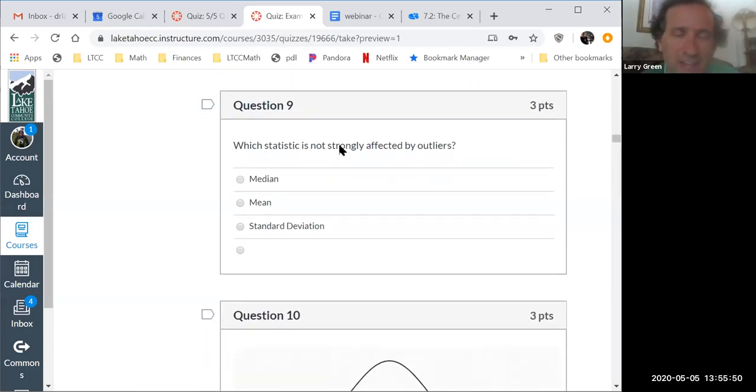Okay, which statistic is not strongly affected by outliers? The median, the mean, or the standard deviation? This came from 4 weeks ago or so. It's been a while. I think this was day 1. Might have been day 2. I don't remember. Which is not strongly affected by outliers? Yeah, the median is not strongly affected by outliers, because let's say you have 500 people and you throw one super outlier as an extra, the middle's not going to change much, but the mean and standard deviation will.